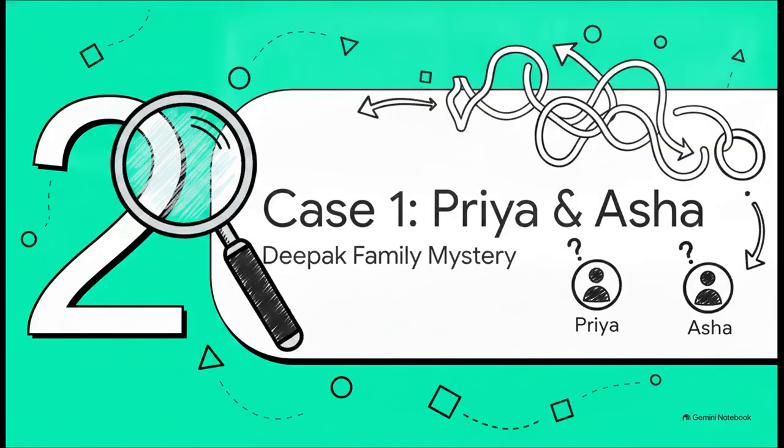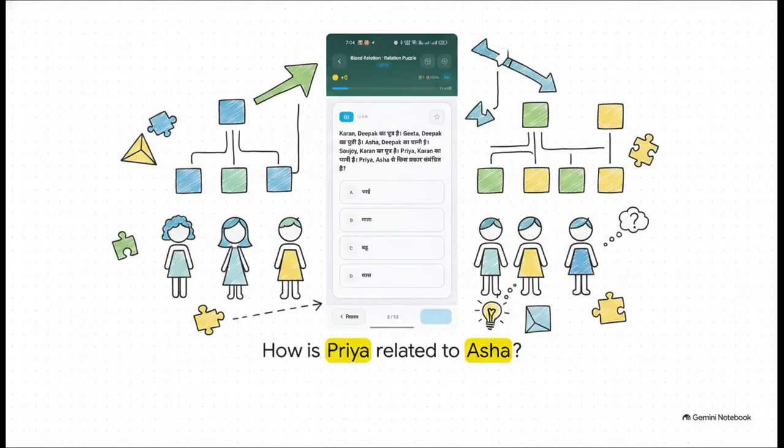Moving right along to Section 2. Case 1. Priya and Asha, untangling the Deepak family. So here are the raw clues for our first case. We'll translate the Hindi text into English as we go to establish our cast of characters. The puzzle reads like this. Karan is Deepak's son, Geeta is Deepak's daughter, Asha is Deepak's wife, Sanjay is Karan's son, Priya is Karan's wife. How is Priya related to Asha? And it gives us 4 options: brother, mother, daughter-in-law, or mother-in-law.